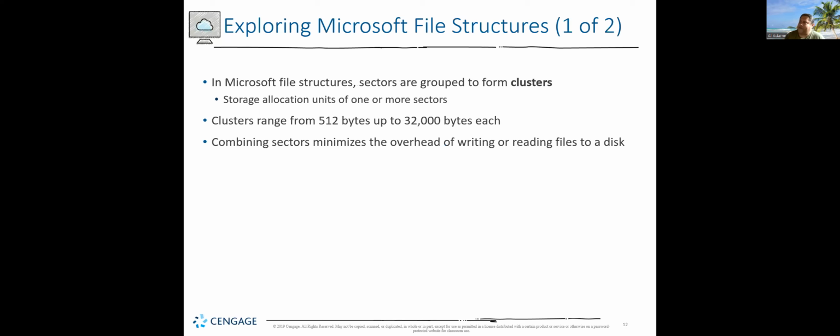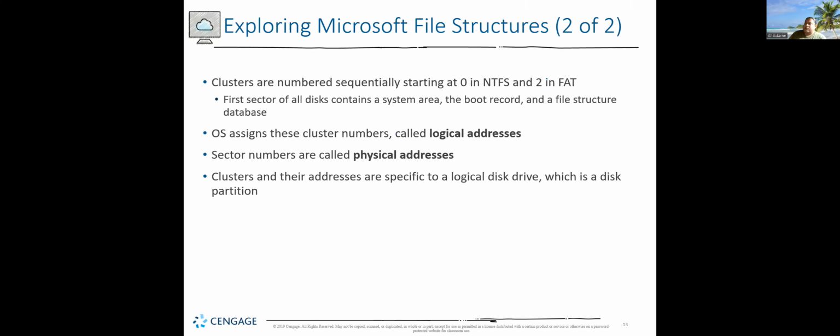So, exploring Microsoft file structures. In Microsoft file structures, sectors are grouped to form clusters. So now you're taking sectors and making clusters, like a cluster of stars. Storage allocation units of one or more sectors. Clusters range from 512 bytes up to 32,000 bytes each. Combining sectors minimizes the overhead of writing or reading files to a disk. Makes sense. Clusters are numbered sequentially starting from 0 in NTFS and 2 in FAT.